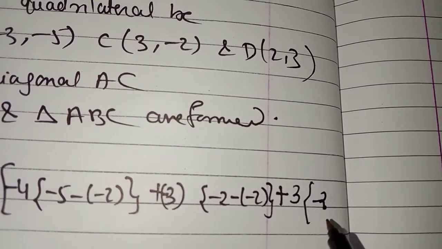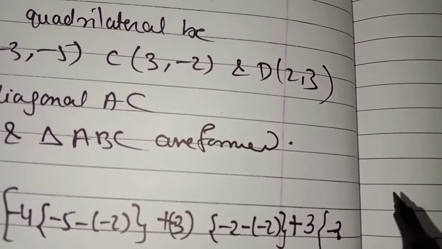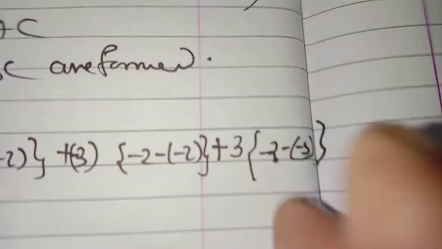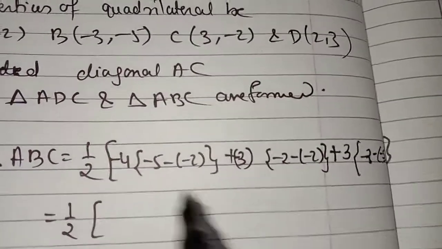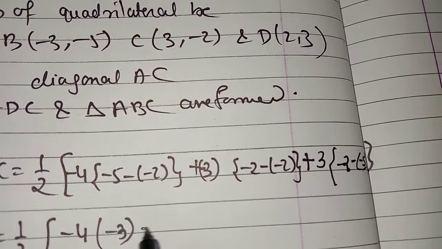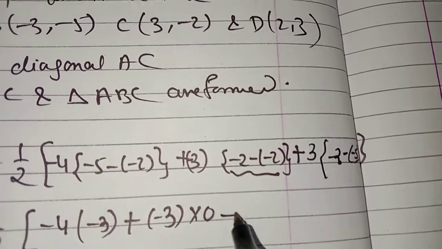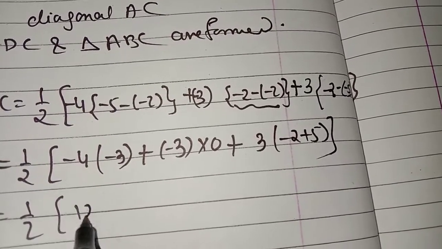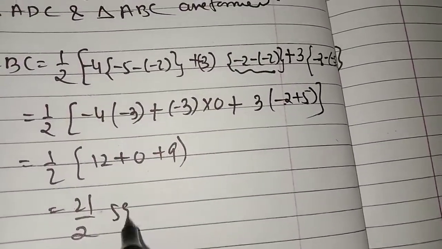What you need here to bring is minus 2 and minus 5, okay. Can you see now minus 5 clearly? Yeah. So now it will be 1 by 2, minus 4, in bracket you will get minus 3. This will become 0, minus 2 plus 2 is 0, so minus 3 into 0, and 3 into minus 2 plus 5, so it is 12 plus 0, 5 minus 2 is 3, 3 threes are 9. So I got now 21 by 2 square unit.